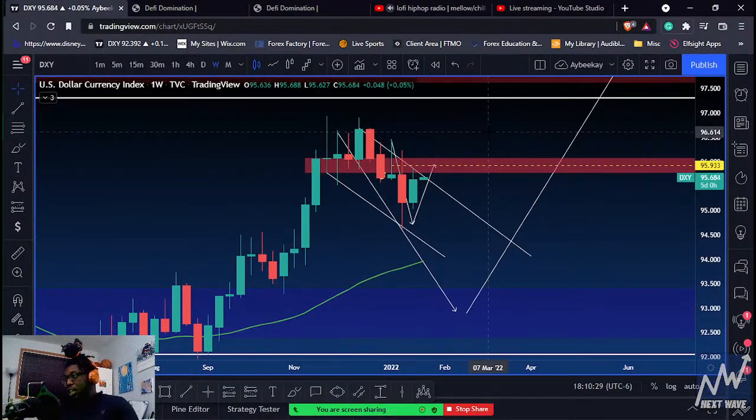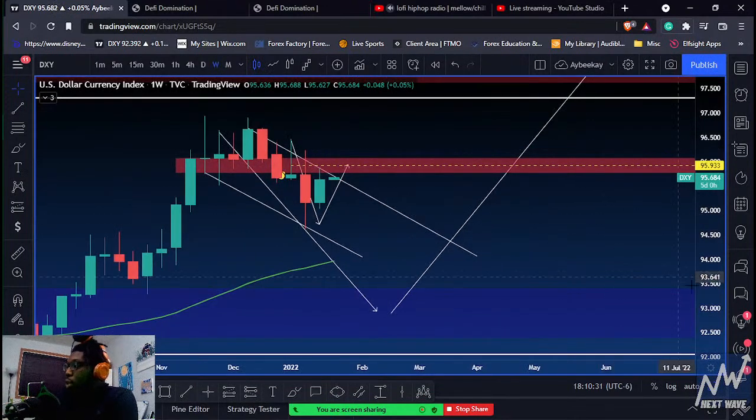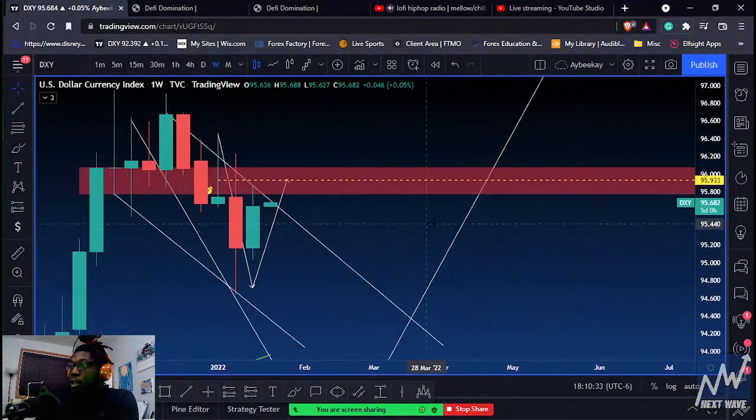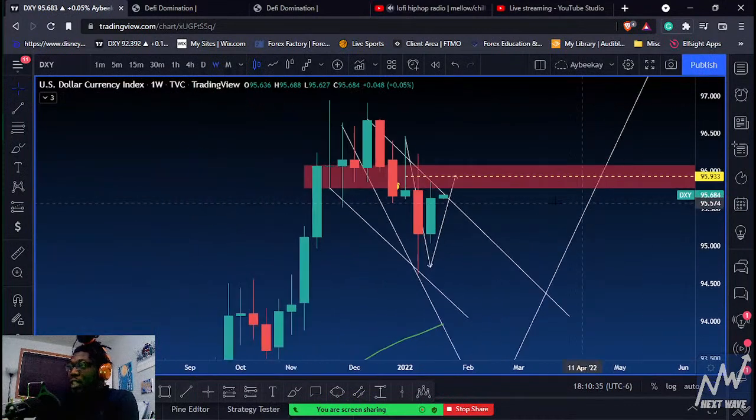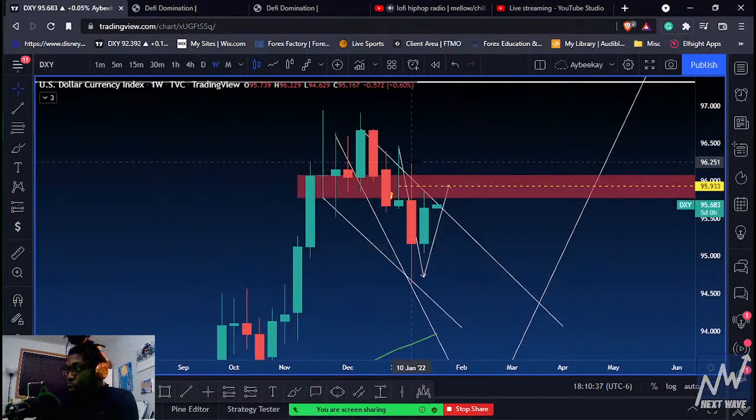Take a look at the DXY. Last week I was saying, hey, I loved the bearish move that the DXY did make. It came down and left a very long wick to the downside.